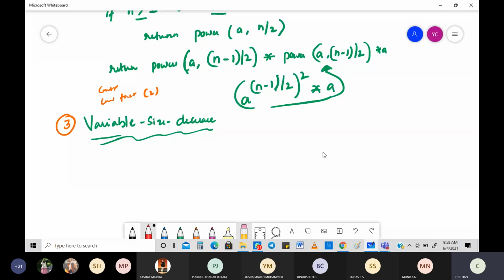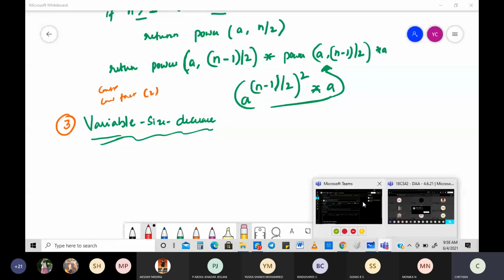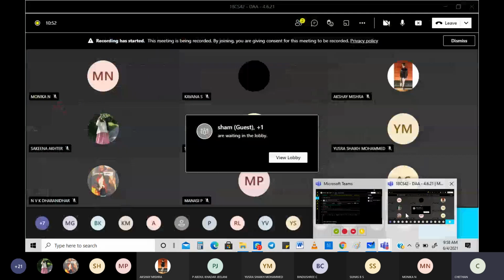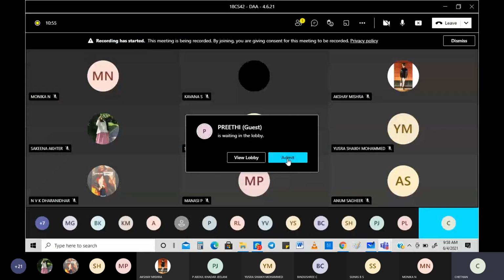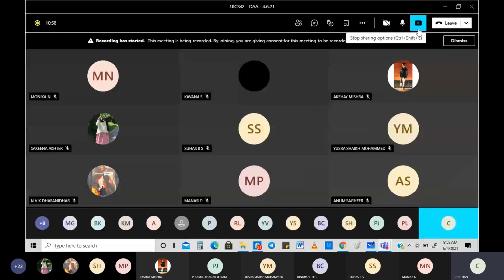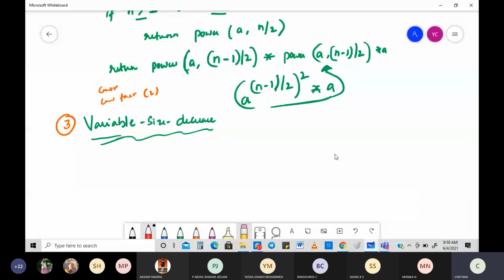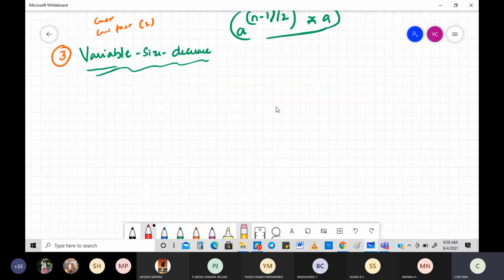So what are the things that you are going to look for here? First and foremost, the variable size decrease. Now, what is variable size decrease? Let's look into it. In variable size decrease, each iteration of the loop, or each time, the size reduction pattern varies from one iteration to another. Probably you will not understand from that, so what we are going to do is look into it.